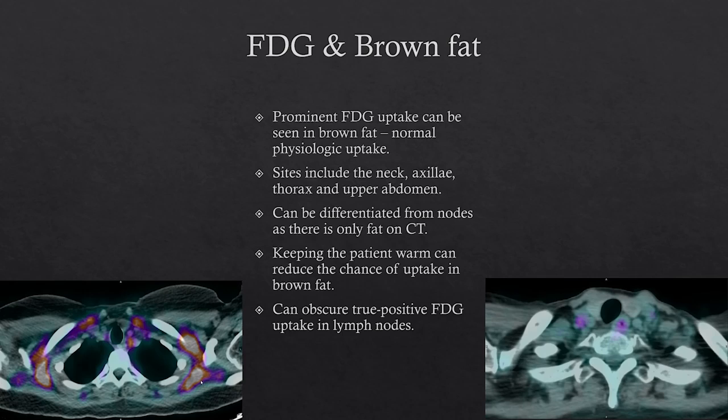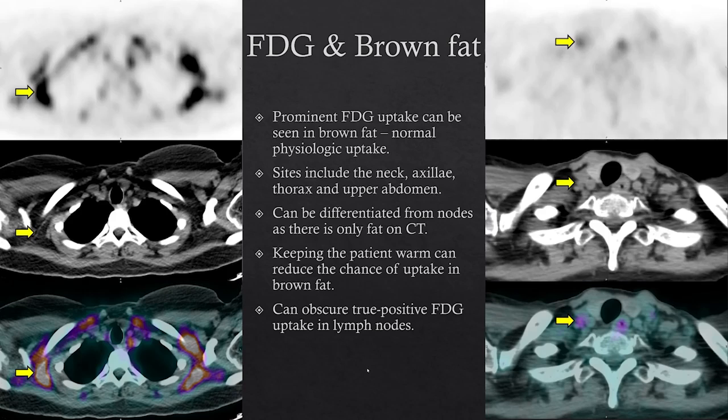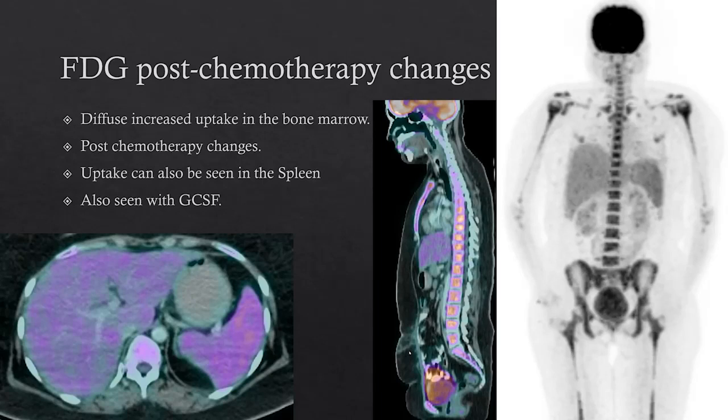One problem of having uptake in brown fat is it can obscure true positive FDG avid nodes, where the uptake in the node is less than that in the brown fat, so it may be masked. So looking at these two images, take a second, try to guess which one is node, which one is brown fat. As you can see from the CT images here, while this is more intense than this uptake, here there is a small node on CT, and this corresponds to a true node, whereas this more intense uptake just corresponds to fat on CT images. So this is brown fat and this is a true node.